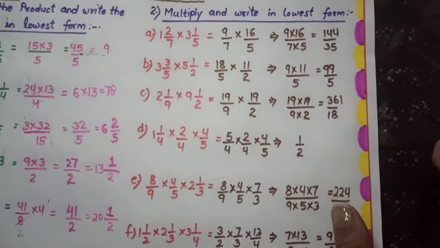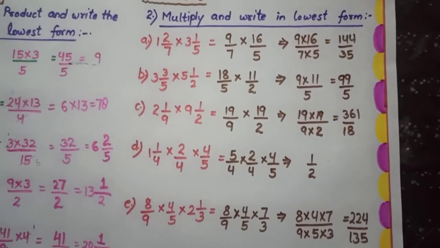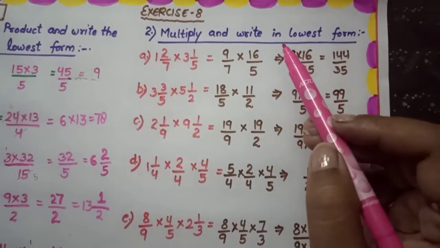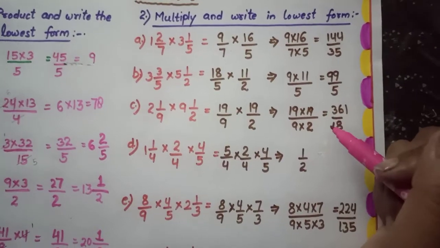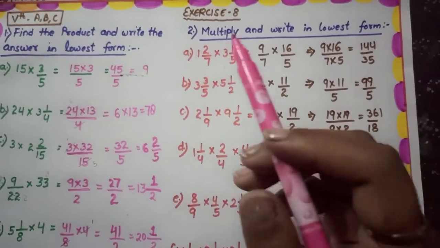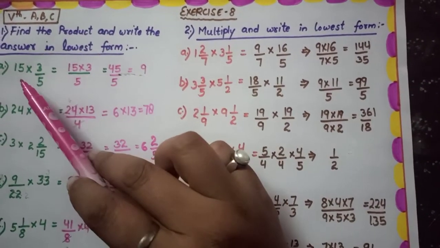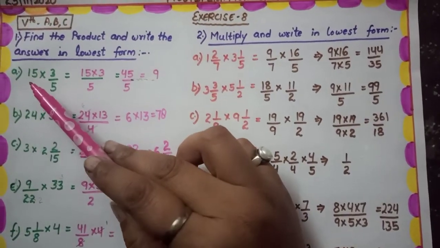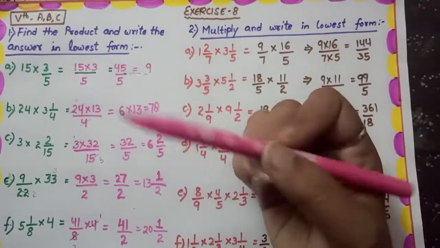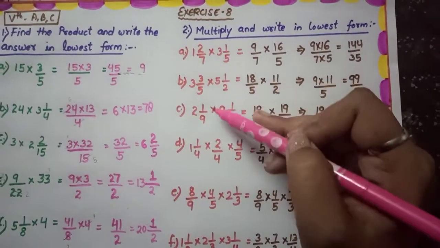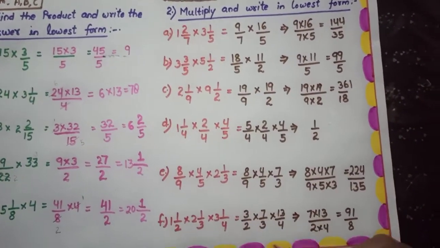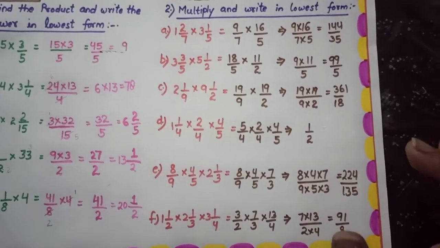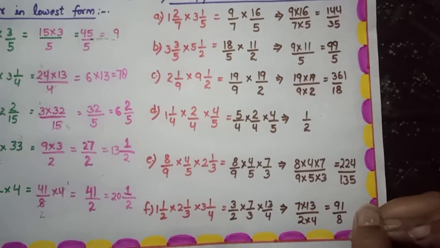Now let us move on to question number 2. And the question says multiply and write the answer in lowest form. Now I hope you all can see the change in question number 1 and question number 2. In question number 1 we had a whole number, right? But in question number 2 we have only fractions, that is mixed fractions or improper fractions, right?